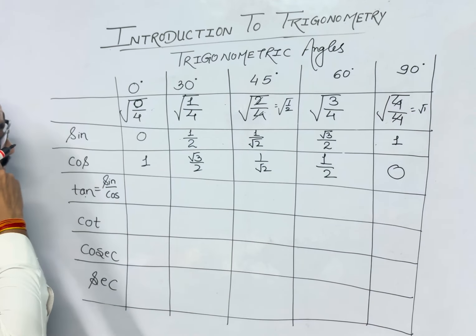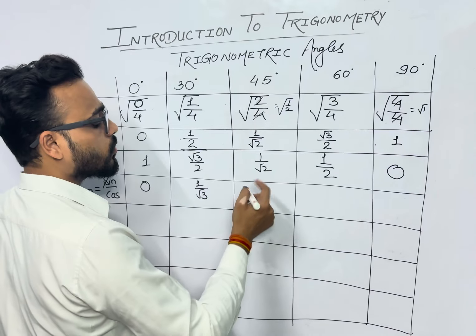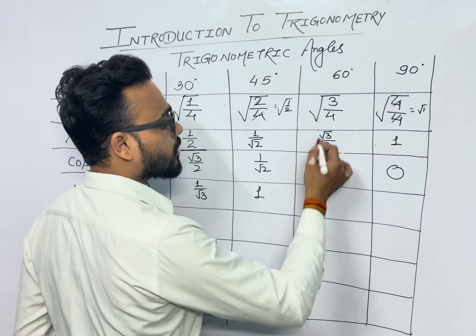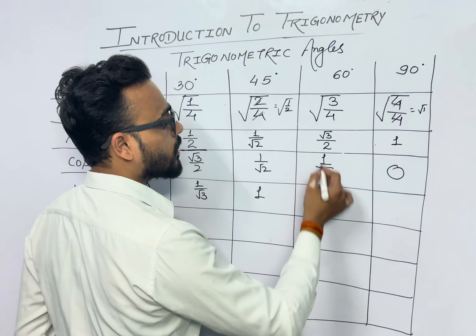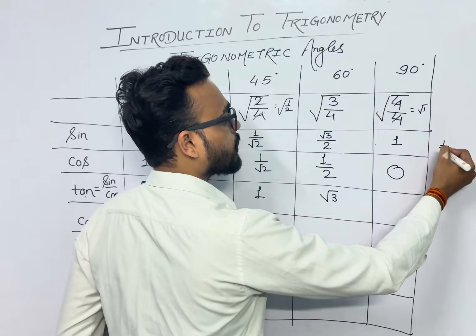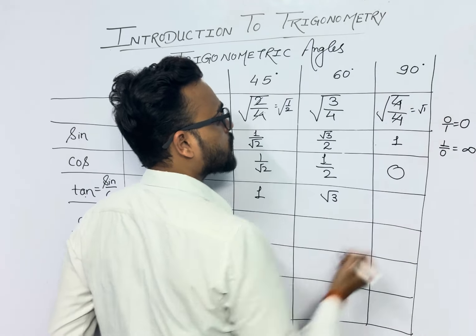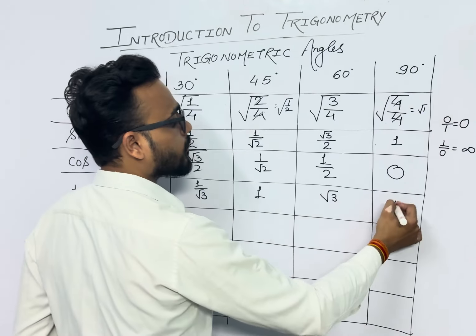So we simply divide these. 0 upon 1 is 0, and we do the ratio of this. So 2 and 2 cancel out and the value becomes 1 by root 3. Root 2 and root 2 cancel out and its value is 1 by 1, which becomes 1. 2 and 2 cancel out and the value is root 3 upon 1, which stands for root 3, and 1 by 0. So 1 by 0 stands for infinite and 0 by 1 is 0. So the value of 1 by 0 is infinite.